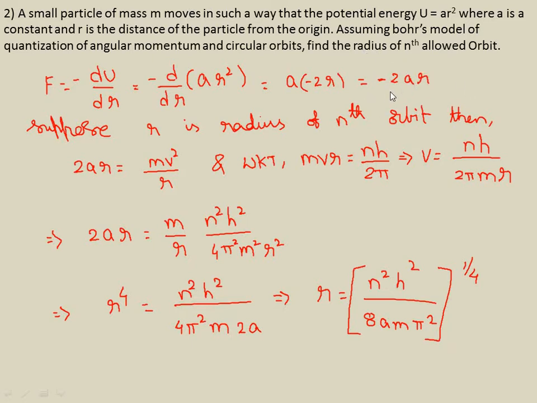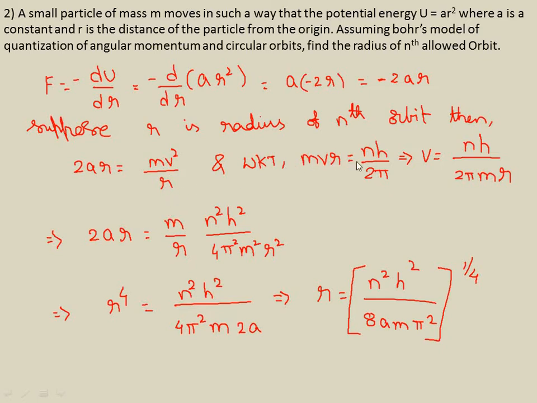Minus 2ar. Of course this negative sign indicates that this force and the centripetal force balance each other, since the particle of mass m is in motion, obviously the centripetal force should exist. It should counterbalance, right? So these two will balance each other, and the negative sign indicates they are equal and opposite. So 2ar equals mv squared by r.